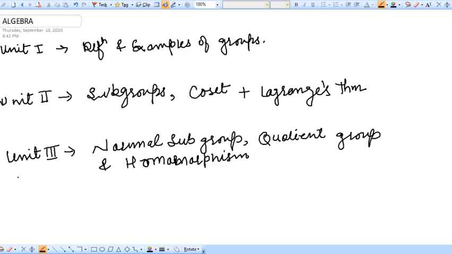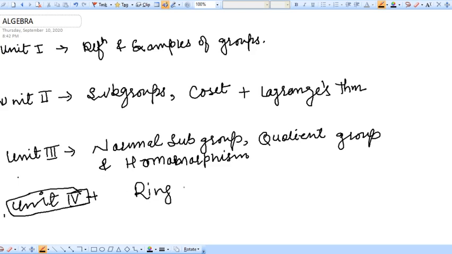And lastly, in unit 4, we will be covering ring theory, that is definition and examples of ring, integral domain, field, etc. Okay, under this unit we will be covering ring theory, integral domain and field.